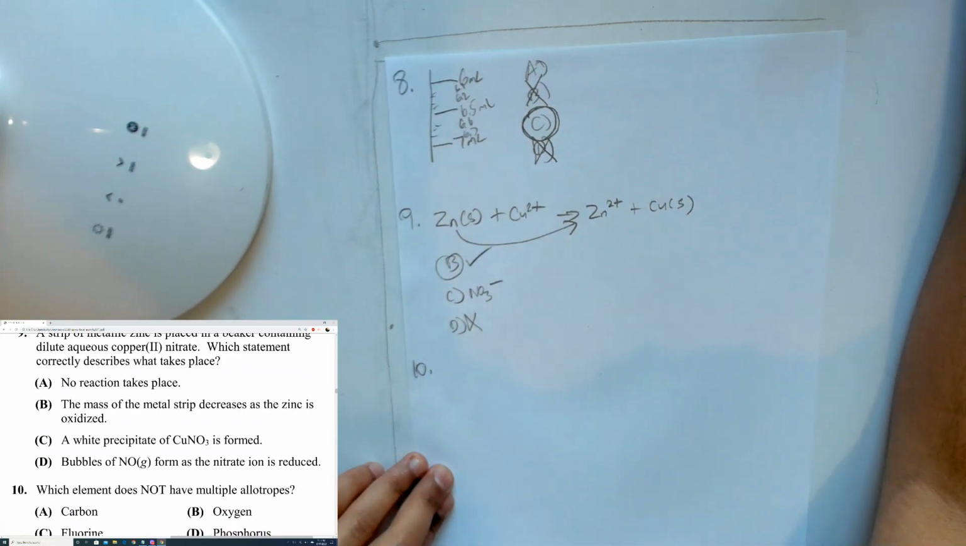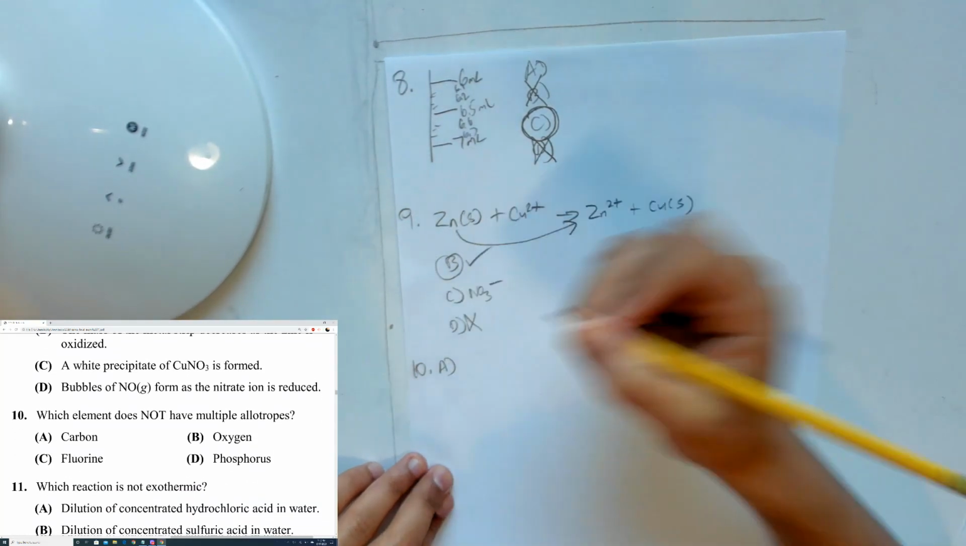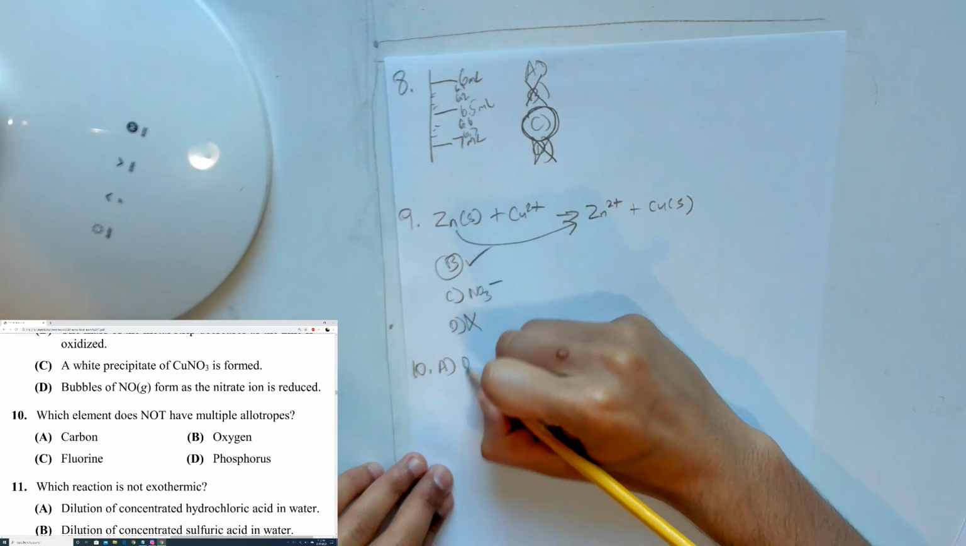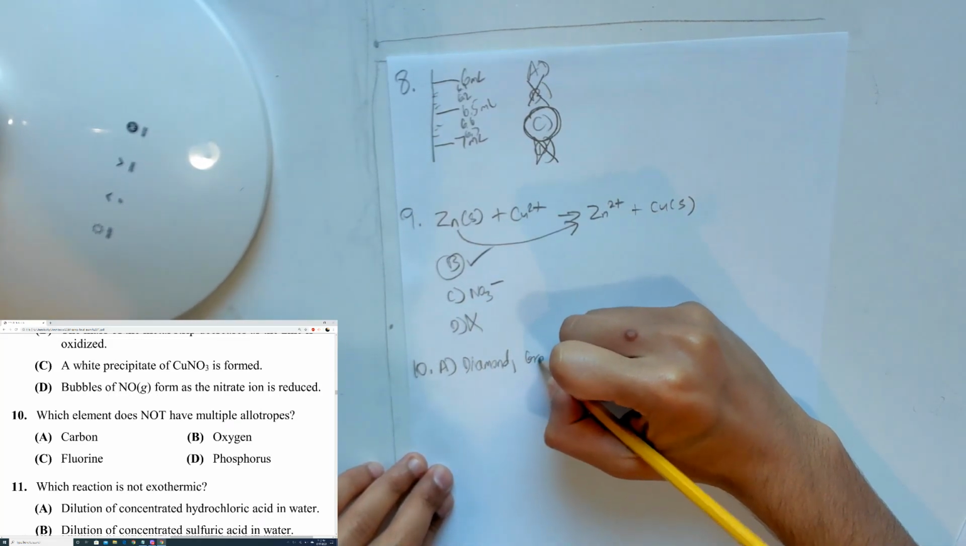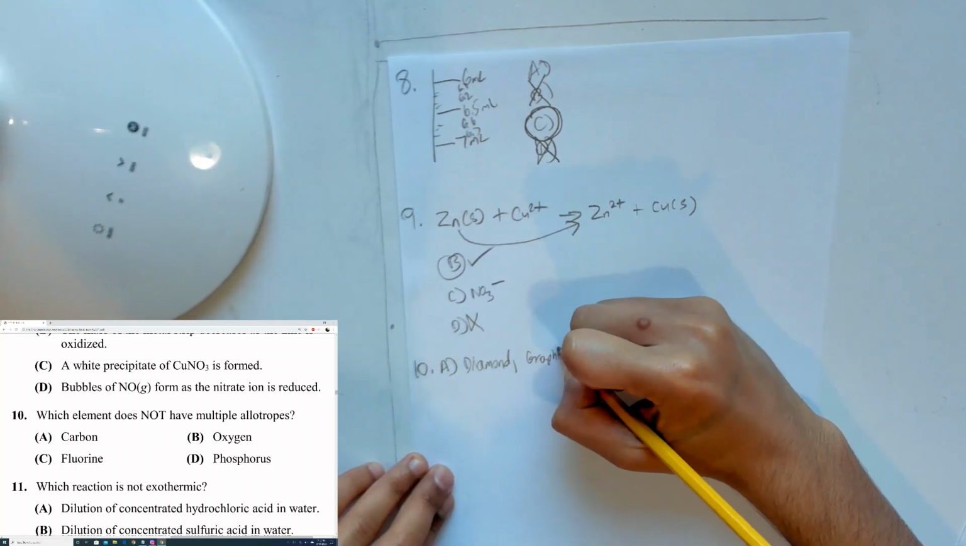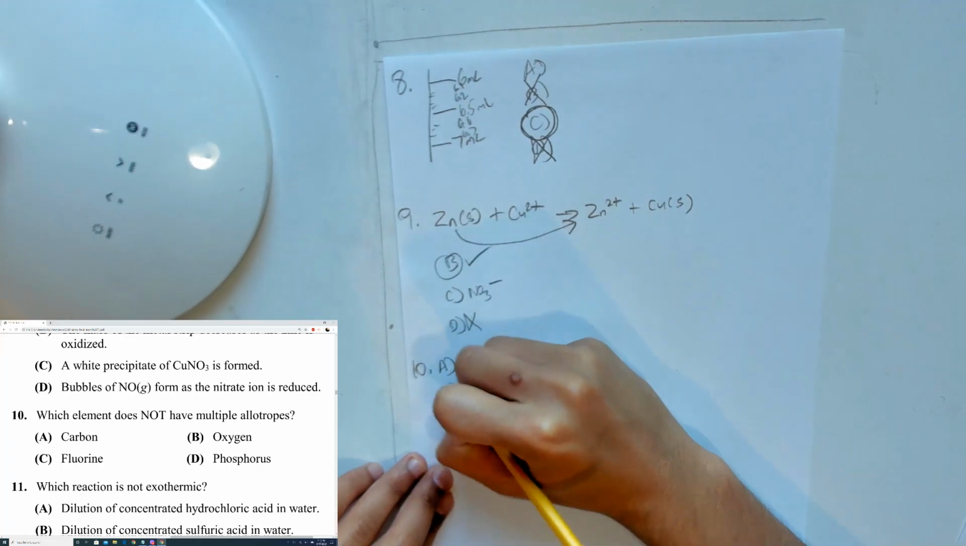Okay, moving on. Which element does not have multiple allotropes? You must cross carbon out of the way. You can find diamond or graphite. Those are two common allotropes of carbon. And there are multiple, so you can cross out A.